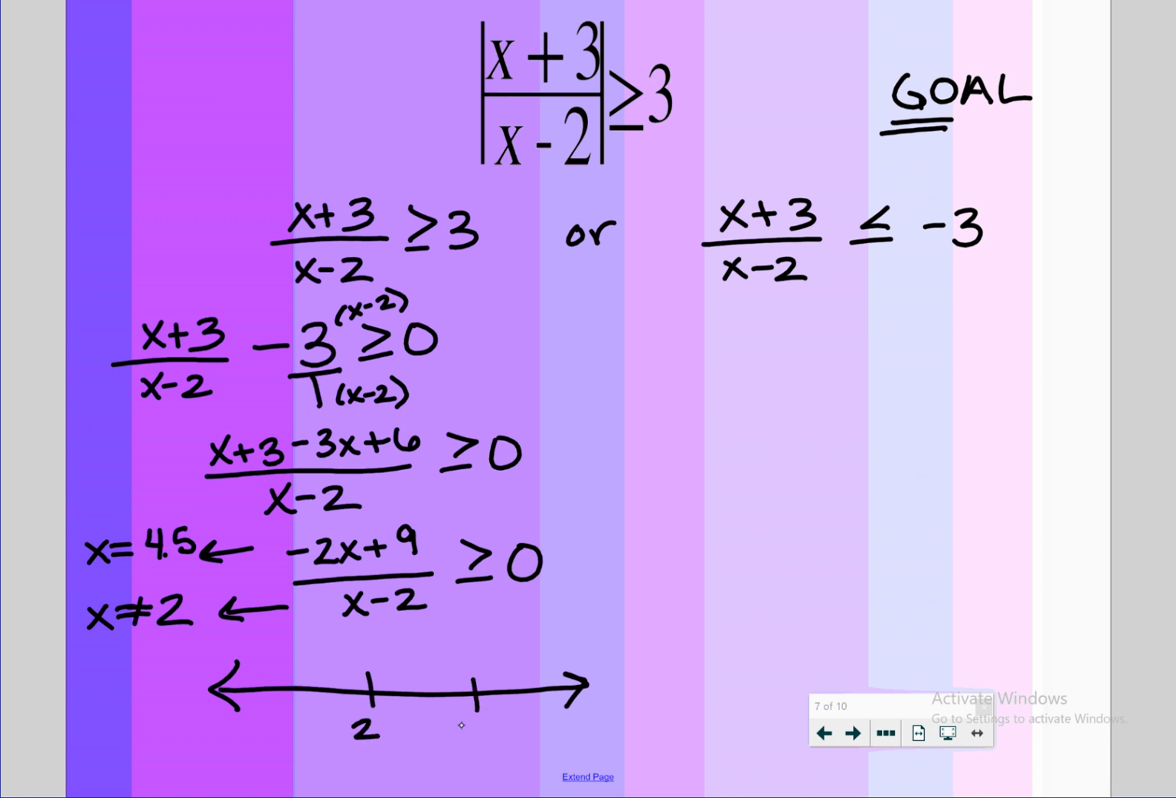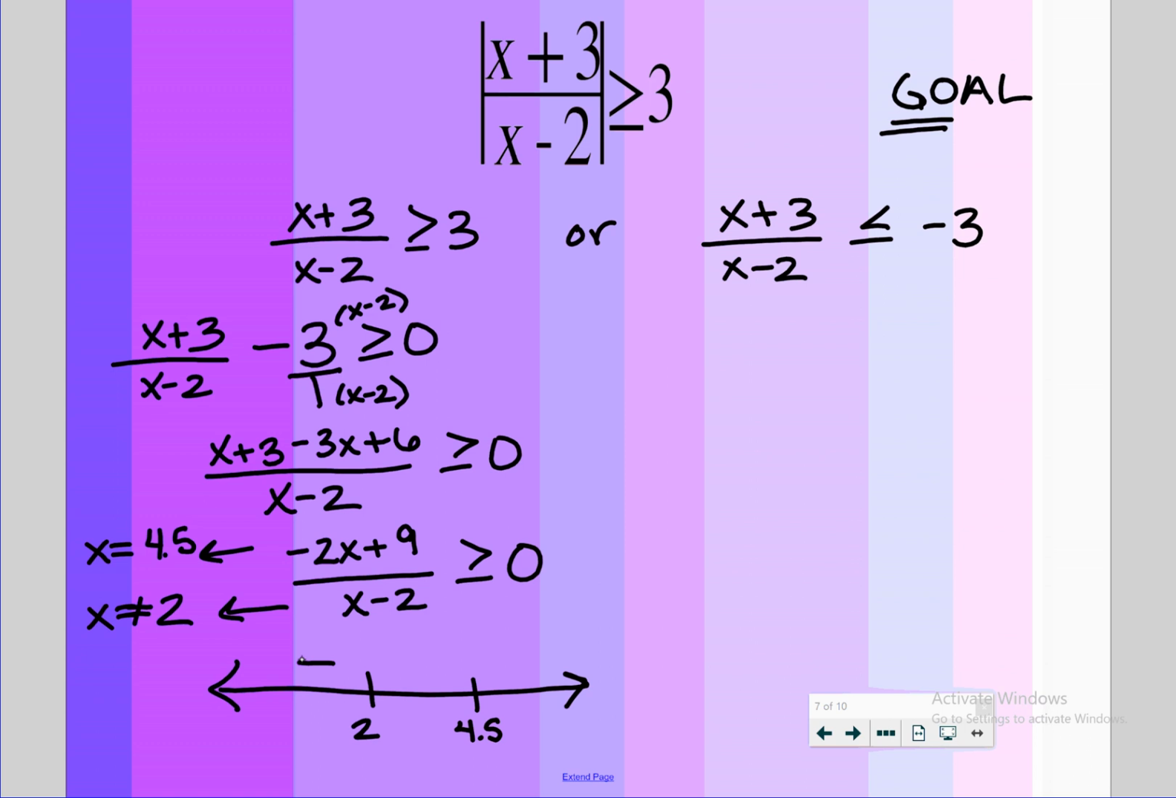2 and 4.5. And we're just plugging it in where it's compared to 0. And remember, all we care about in each of these intervals is: is it positive or negative? Let's say I plug in 0 from over this. Here, this would be an easy one, right? If I plug in 0, the top would be positive. The bottom would be negative. So a positive divided by a negative is negative.